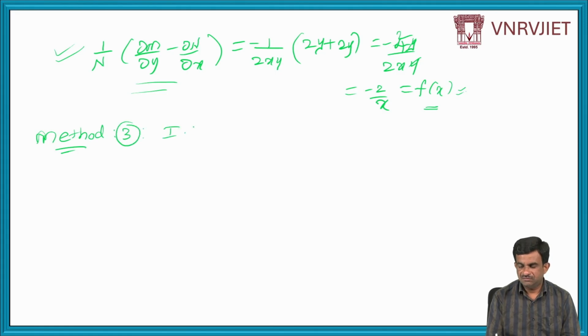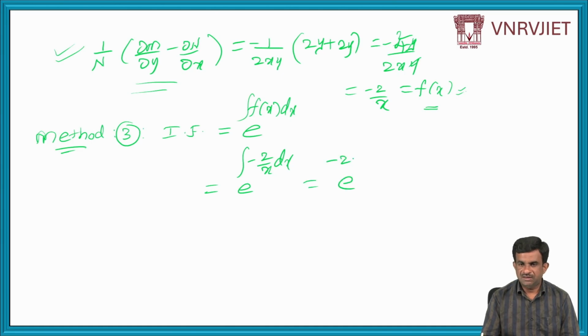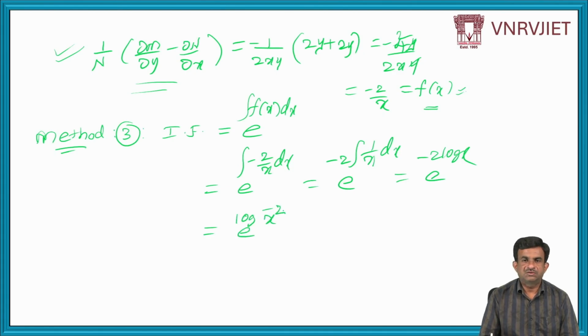So by using method 3, we can write the integrating factor as e to the power of integration f of x dx. So this is equal to e to the power of integration of minus 2 by x dx, which is equal to e to the power of minus 2 integration 1 by x dx. So it is equal to e to the power of minus 2 log x. So you can write it as e to the power of log x to the power of minus 2 by using the basic formula, log of x power m is m log x.